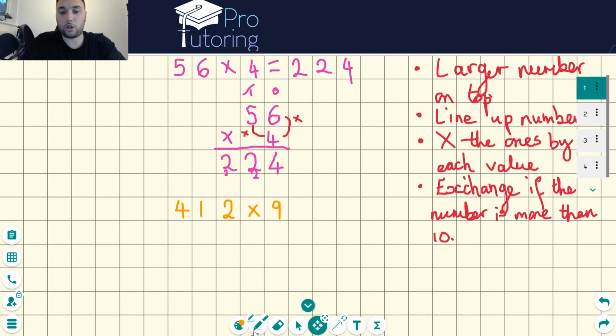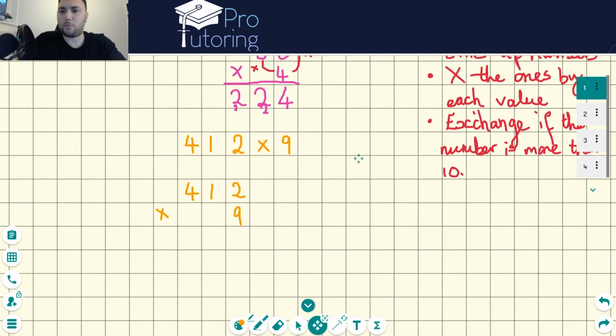Larger number on top, right? So let's do that. So I'm going to write 412, tick that off. Line up the numbers, okay? Because below I'm going to write 9. I need to do my multiplication symbol here so I know what I'm doing. Tick that off.